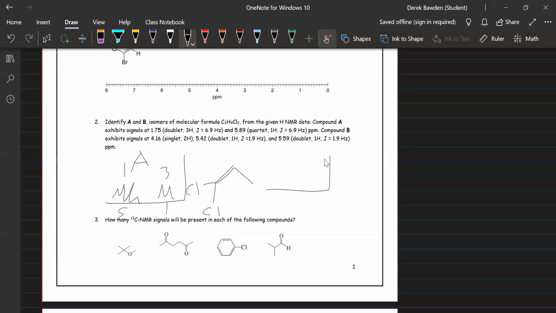So we've got a signal at 4.16, and it's a singlet with 2 hydrogens. We also have one at 5.42, it's a doublet with 1 hydrogen. Okay, so 1 hydrogen with 1 neighbor and 2 hydrogens with 0 neighbors.